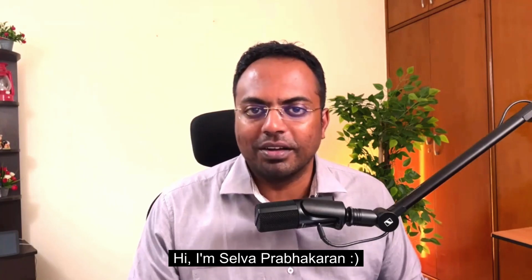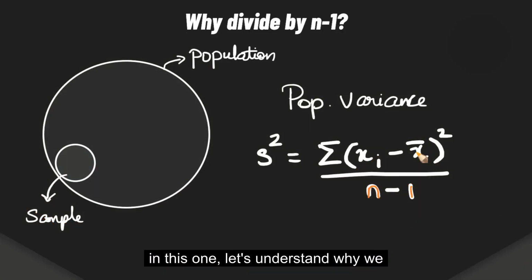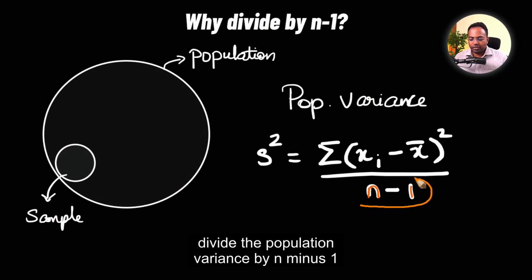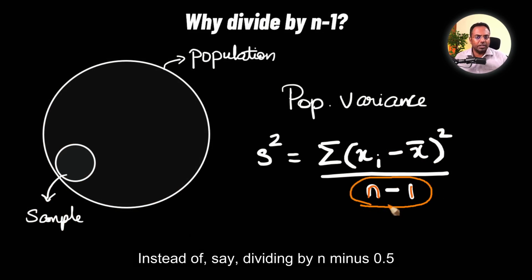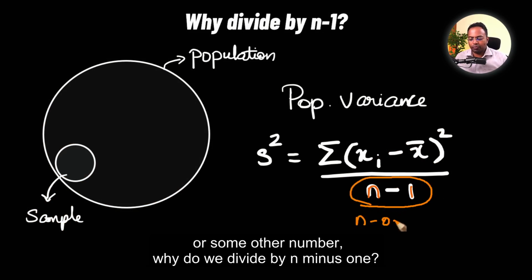Hi, I'm Selva Prabhakaran. In this one, let's understand why we divide the population variance by n-1, instead of say dividing by n-0.5 or some other number. Why do we divide by n-1?